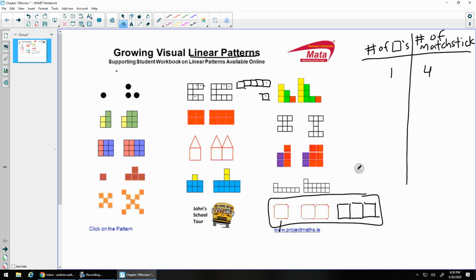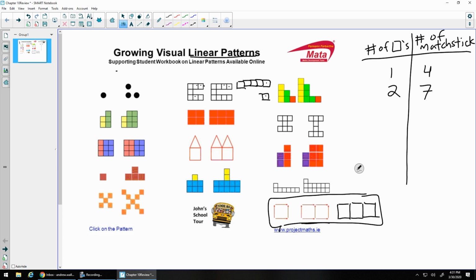We needed 4 matchsticks. If there were 2 squares, I have 1, 2, 3, 4, 5, 6, 7. So they just had to add these 3 on. So now we have 7 matchsticks, because they only had to add 3 matchsticks, since they're sharing this matchstick here for the squares. So you only had to add 3 each time.